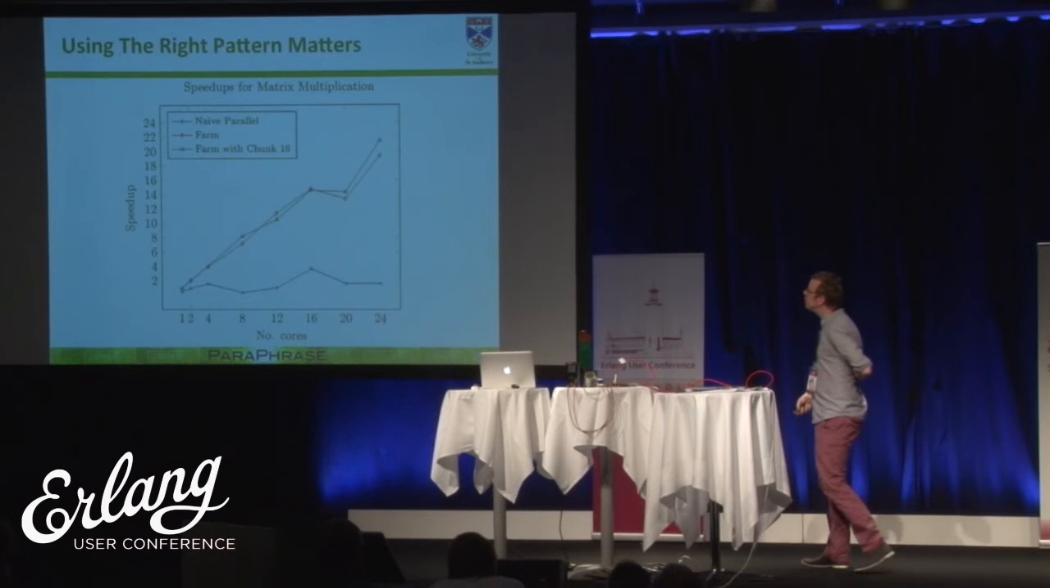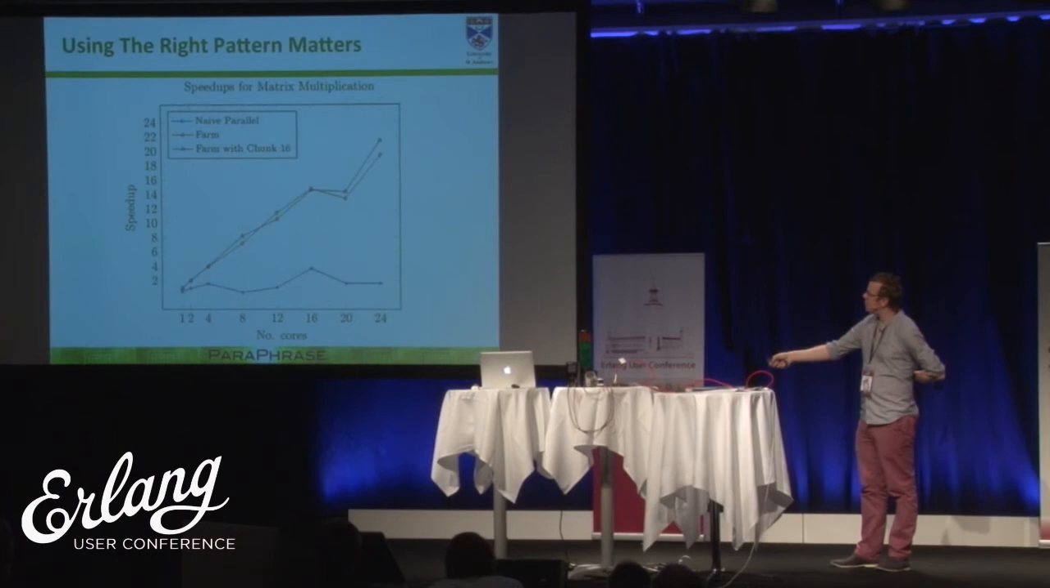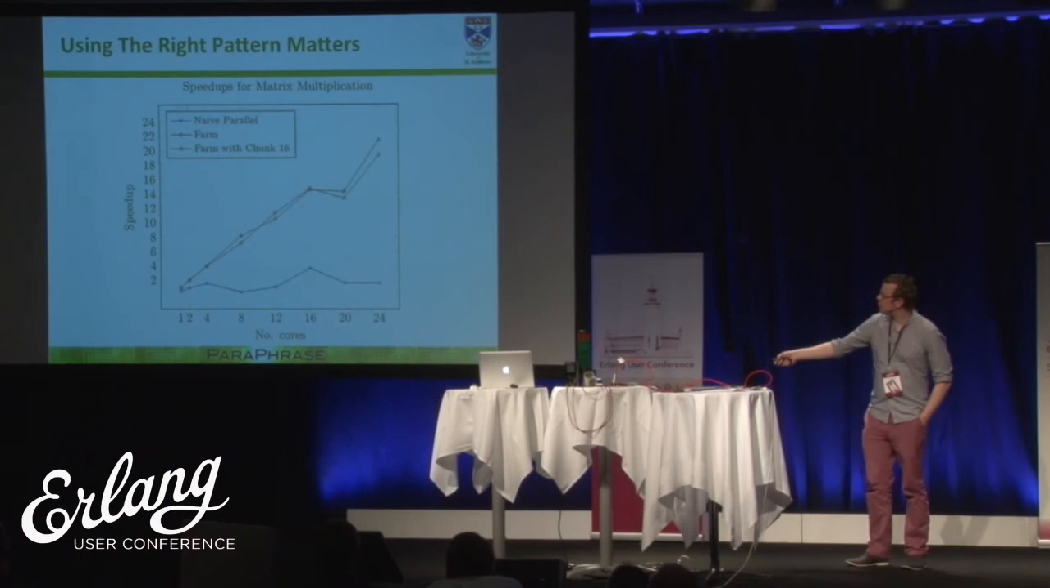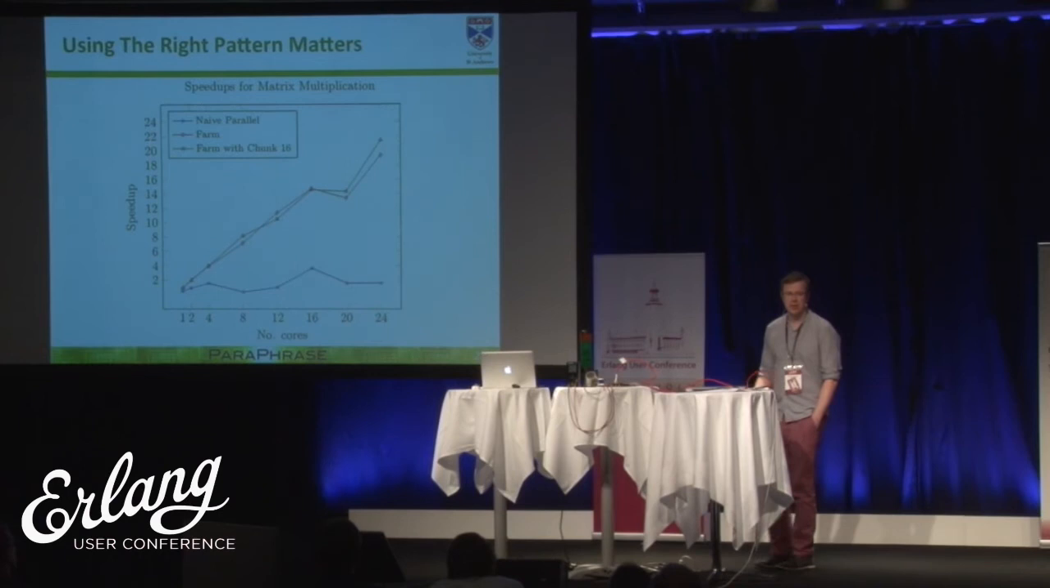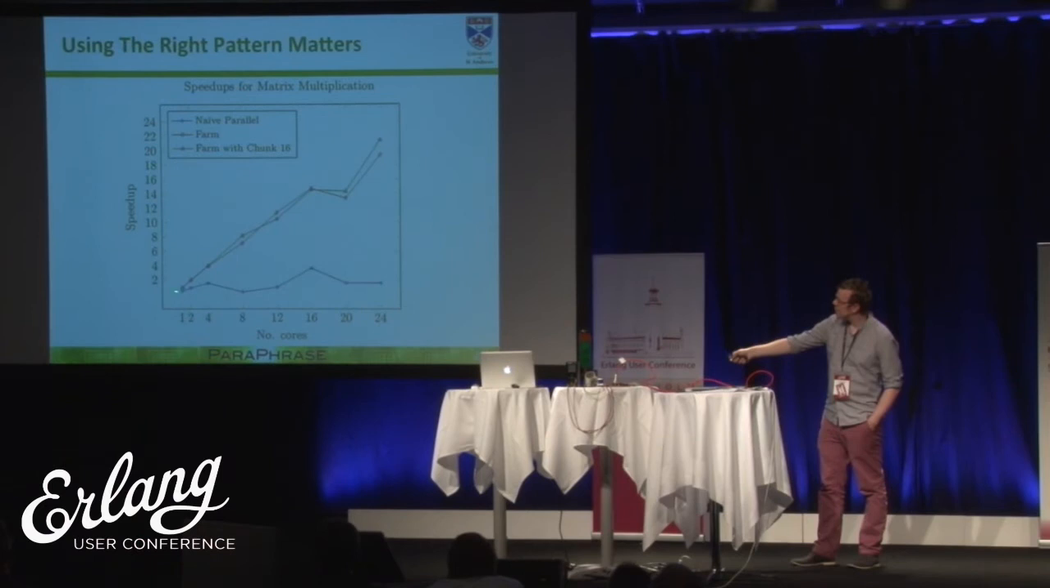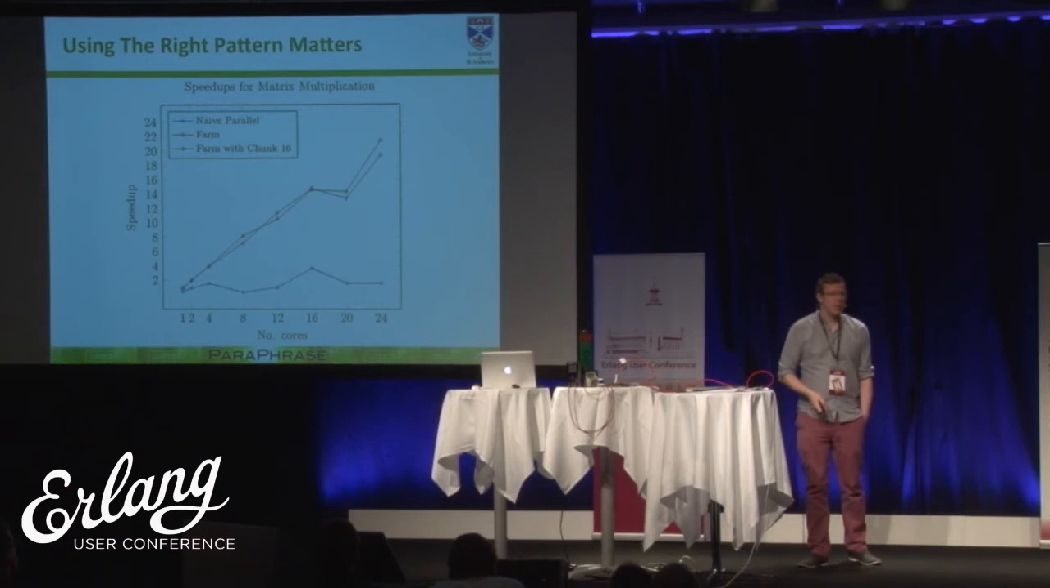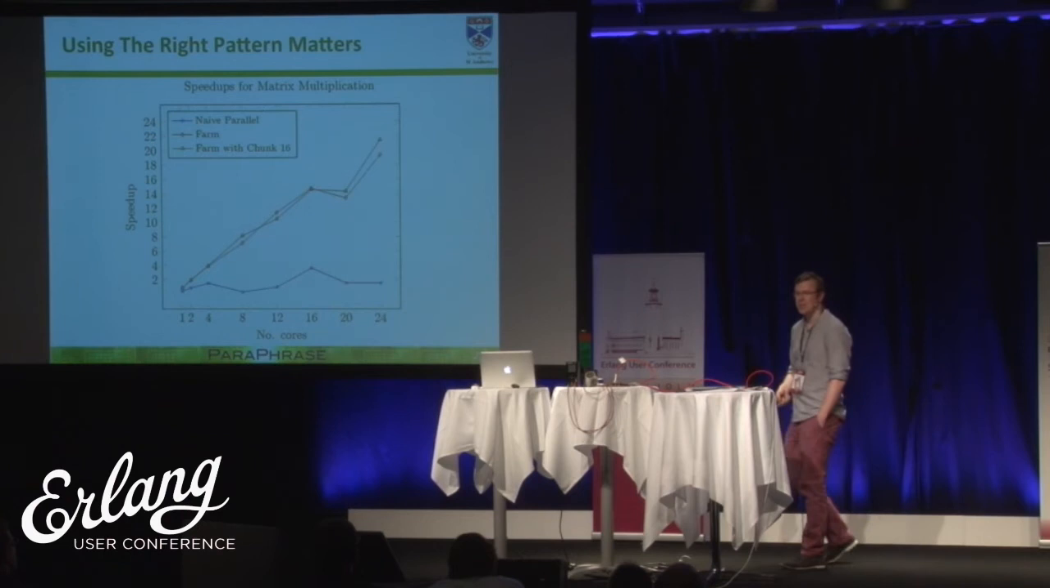Using the right type of pattern really matters. Here's an example of some performance results for a matrix multiplication example. Going along up the top is the speedup, the number of times faster against the sequential version. Going along the bottom is the number of cores we have running. The blue line is an Erlang implementation not using skeletons, just using spawns and receives, a very naive way of implementing this. As you can see, the performance is not very good.